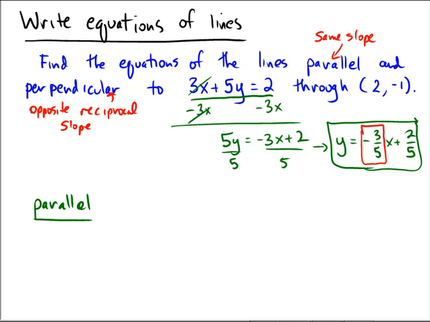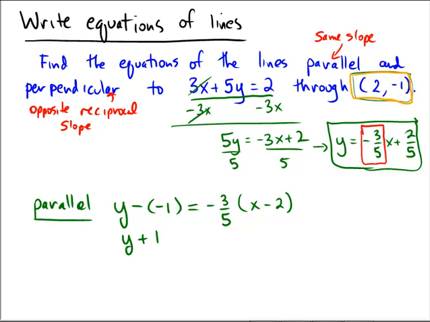The parallel line would be y minus the y coordinate we were given, which was negative 1. This is coming from the point 2 comma negative 1. Let me put that one in orange so we can see it. So y minus negative 1 equals m, which is slope, and it's the same slope, so negative 3/5, x minus the x coordinate, which is 2. So y plus 1 equals negative 3/5, x minus 2. That would be my final answer for the parallel line.